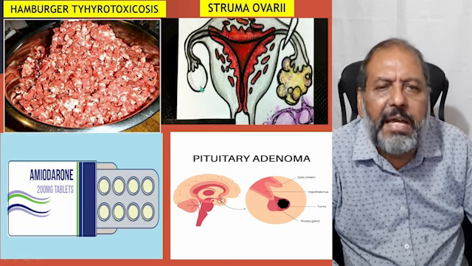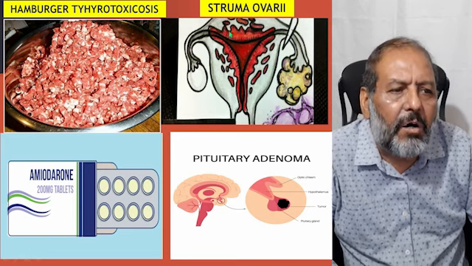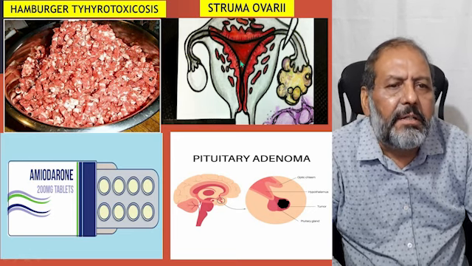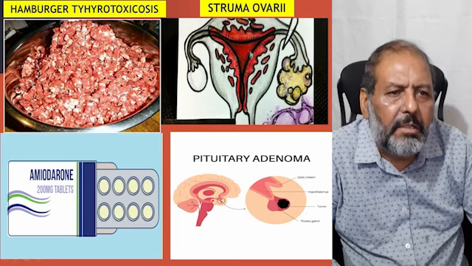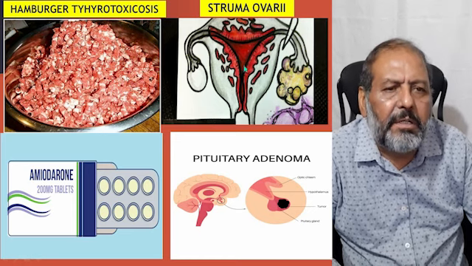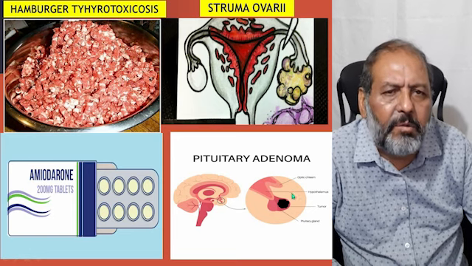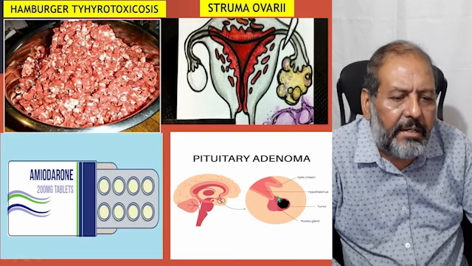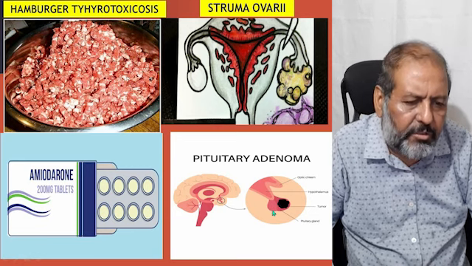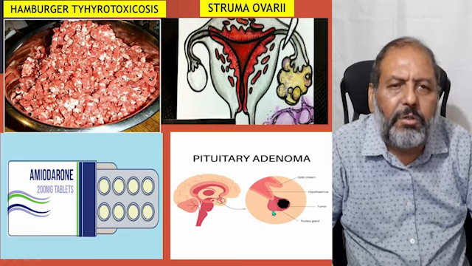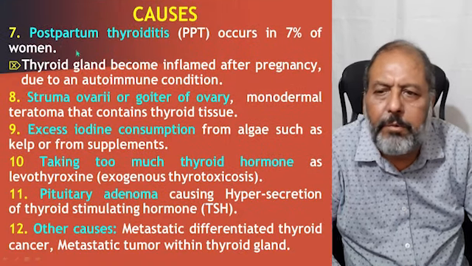Then there is a certain disease called struma ovarii, sometimes also called ovarian goiter. This tumor in the ovary produces more thyroid hormone and causes hyperthyroidism. Then pituitary adenoma, as one can see, is responsible for producing more TSH and ultimately more thyroid hormone.